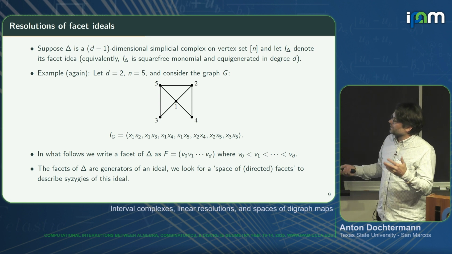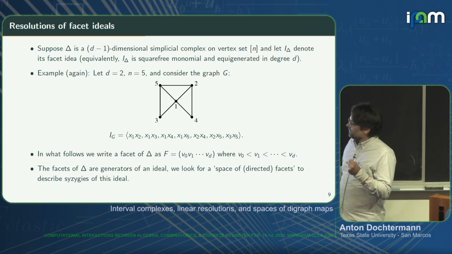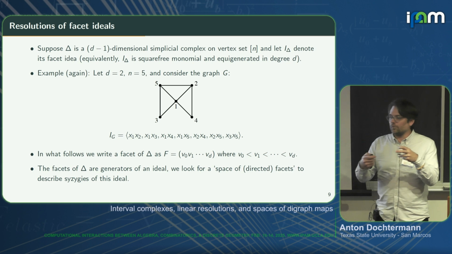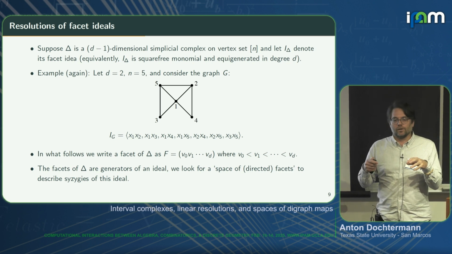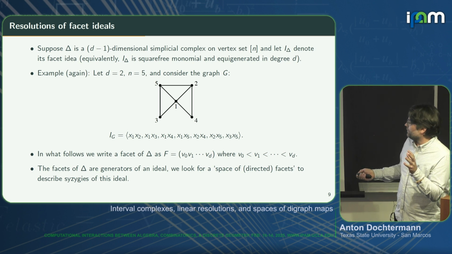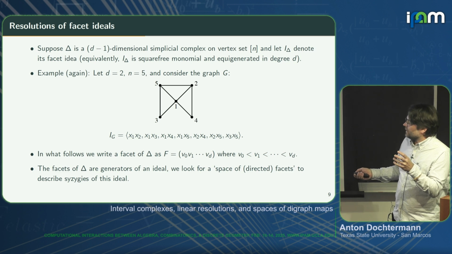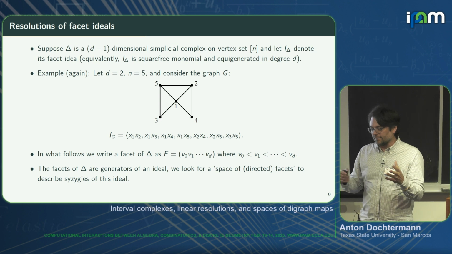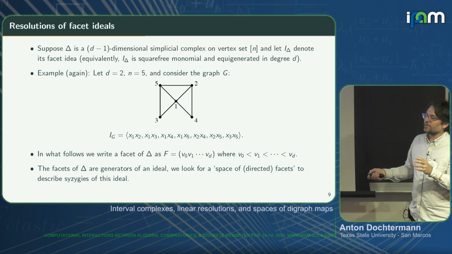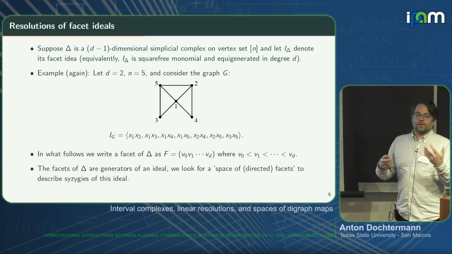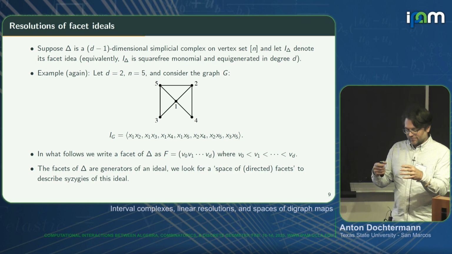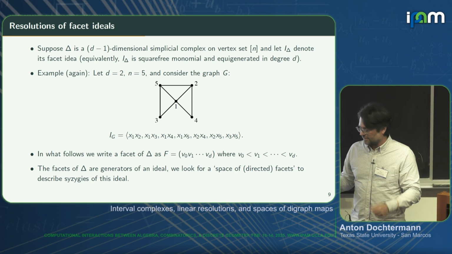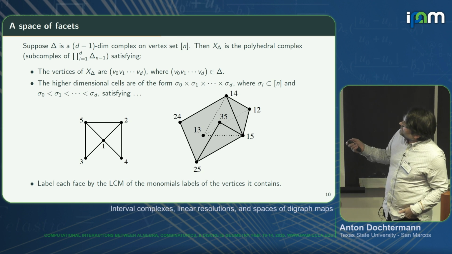And just to motivate this now, the facets of my complex are the generators. And so if I want a cellular resolution, I want some space of these things. The facets themselves, you think of as the 0 cells, and I want a space that somehow describes the syzygies of the underlying ideal. So in what follows, I want to get a space where the 0 cells are the facets. And so here's maybe the most technical slide.